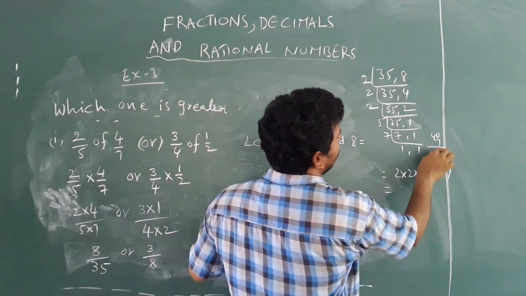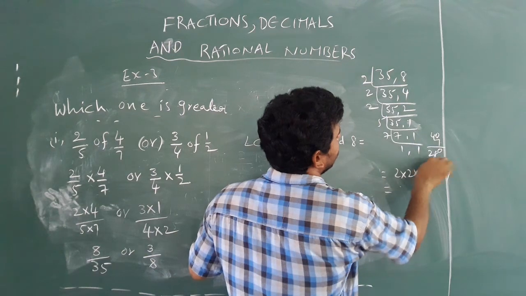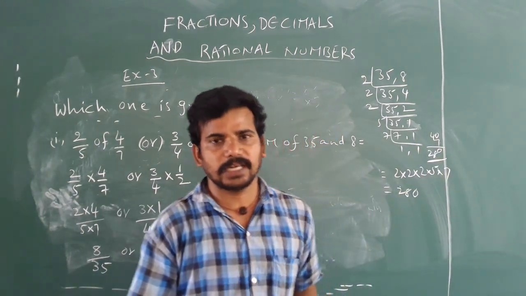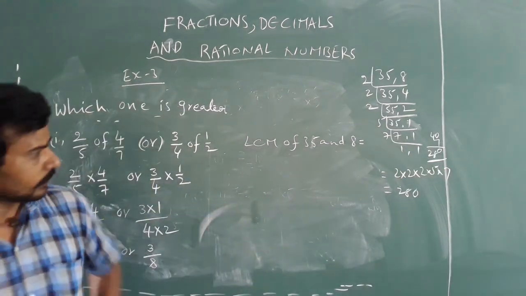40 7s are, 0 7s is 0, 4 7s are 28. So total how much, children? 280. Is that the same, children? 280. So take it.